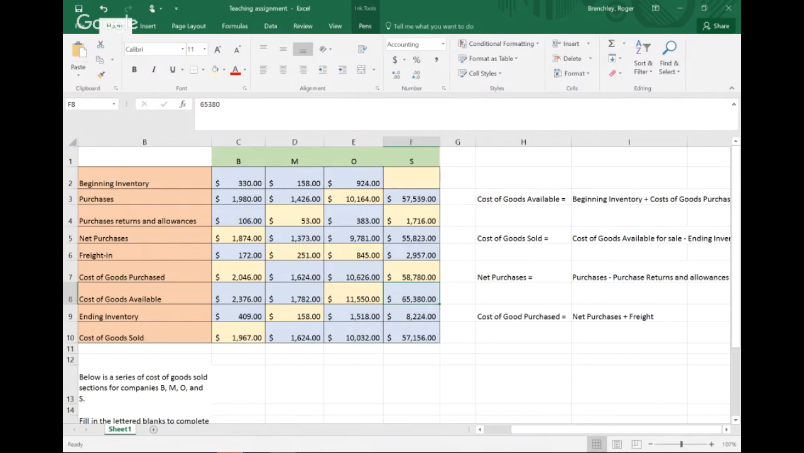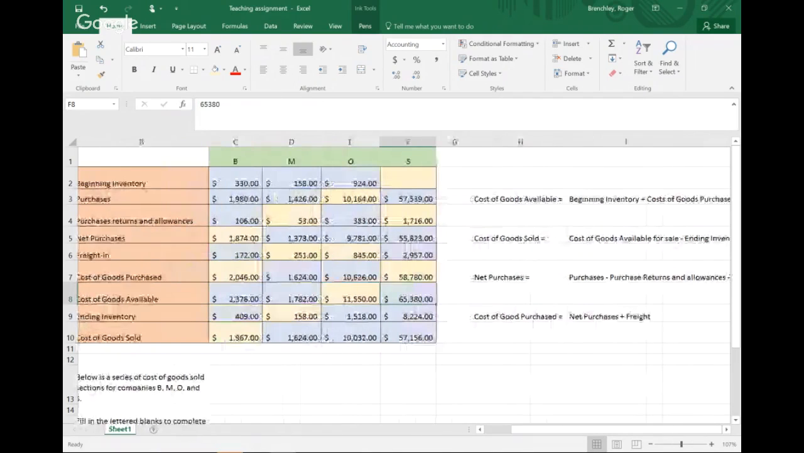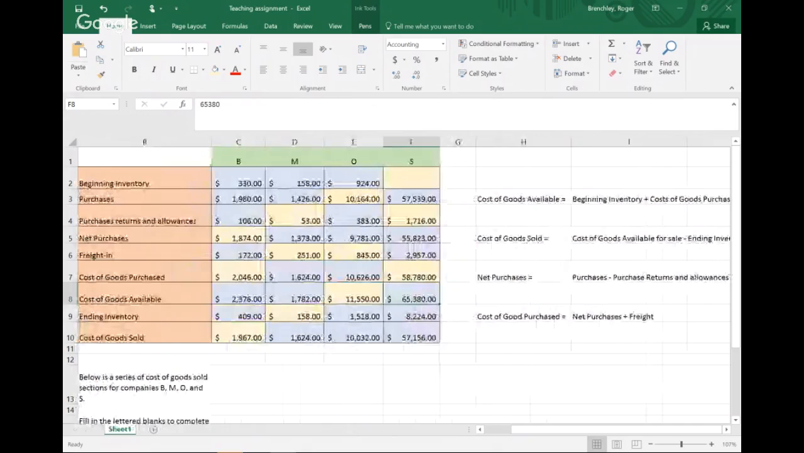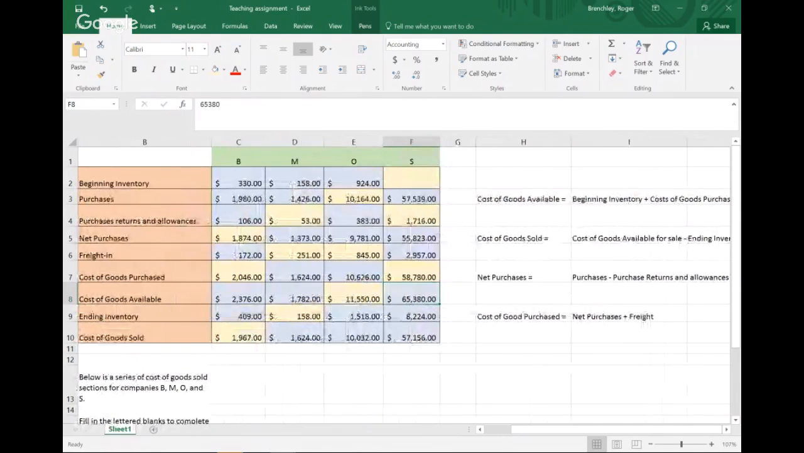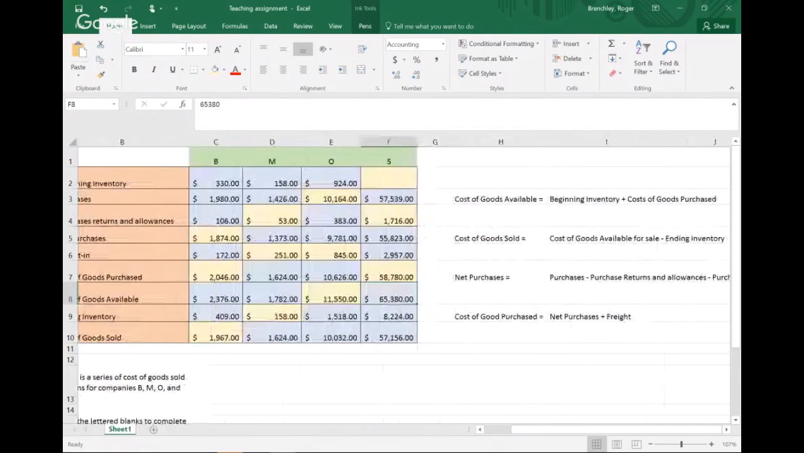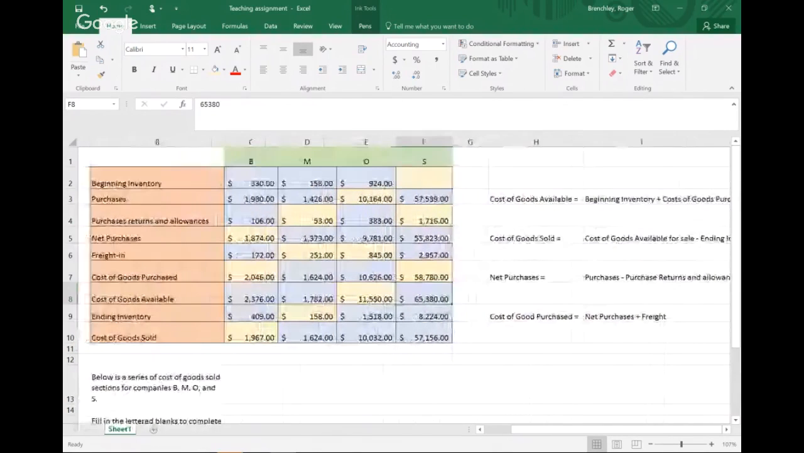So now that we have our cost of goods purchased, we can actually go back up and figure out beginning inventory. Now, the only formula we have that involves beginning inventory is the cost of goods available, and that's what we were figuring out. We have the cost of goods available, which is beginning inventory plus cost of goods purchased. So we had to figure out the cost of goods purchased in order to go back and figure out what our beginning inventory is, right?